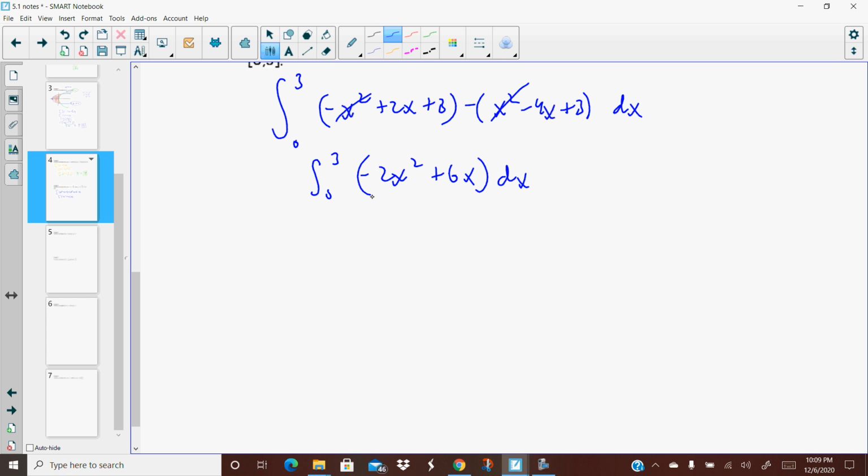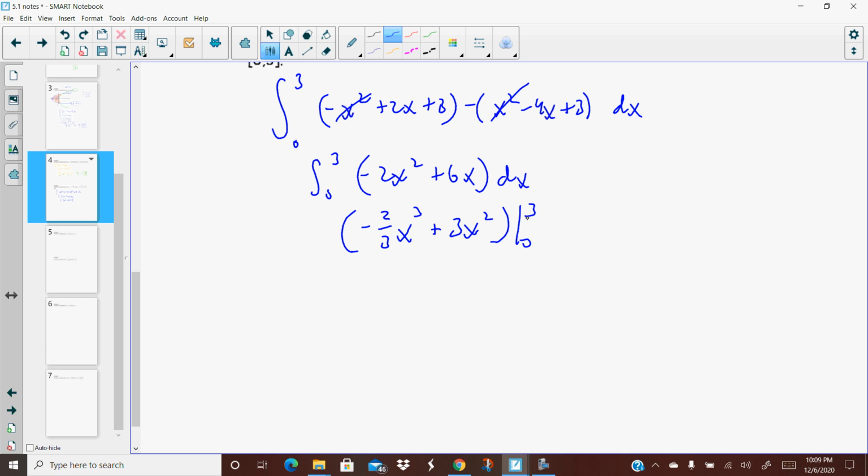But now you can see why it would be best to simplify, because that simplified quite nicely. Less antiderivatives to have to worry about. All right, so antiderivatives now. So negative 2/3 x cubed plus, that'll be x squared, so that'll be 3x squared, evaluated from 0 to 3. Nice thing is plugging in the 0 is going to make that whole part go away, so it's really just plugging in the 3 here.